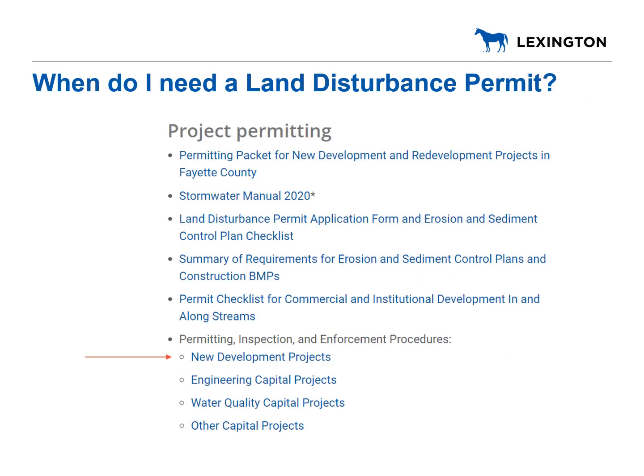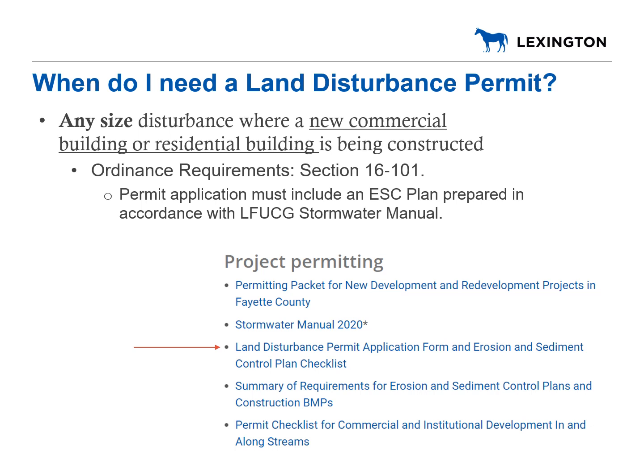Additional information is located in the Permitting, Inspection, and Enforcement Procedures, or PI procedures, for new development, which are located under the Project Permitting section of the New Development website. A land disturbance permit is required for any size disturbance where a new commercial or residential building is being constructed. An erosion and sediment control plan is required as part of the land disturbance permit submittal.